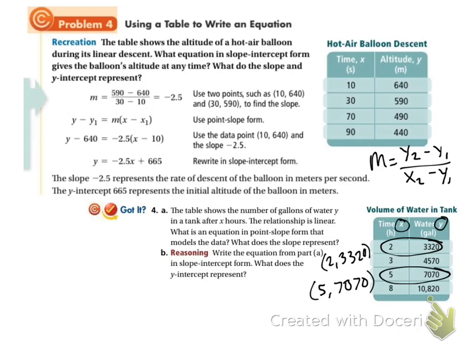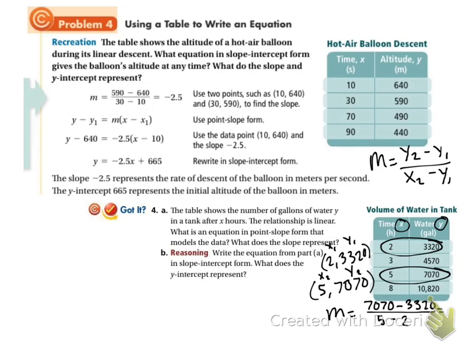So then I'll plug them into my slope formula. So I'll call this one x1, y1, and x2, y2. It helps if the bigger numbers are your x2, y2. You'll still get the same answer if you do it the other way, but it helps that way. So my y2 is 7,070 minus my y1 is 3,320 over my x2 is 5 minus my x1, which is 2.